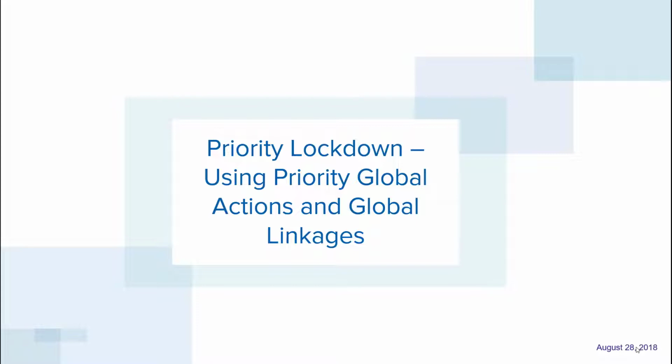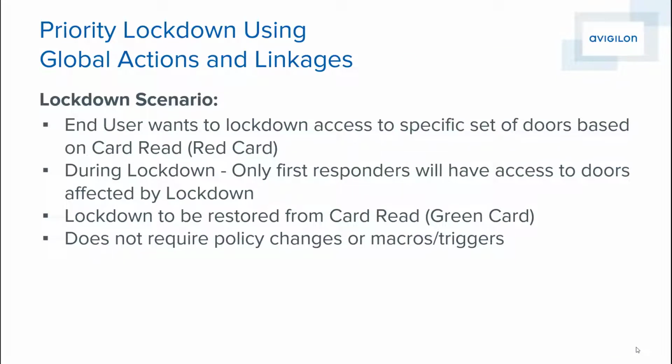In this tutorial, we're going to be covering setting up a lockdown using priority global actions and global linkages. In this scenario, the end user wants to lock down access to a specific set of doors based on a card read. We're going to refer to this card as a red card. During the lockdown, only first responders will have access to doors affected by this lockdown.